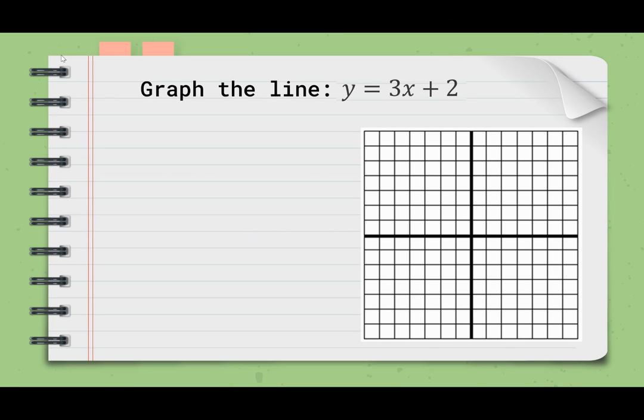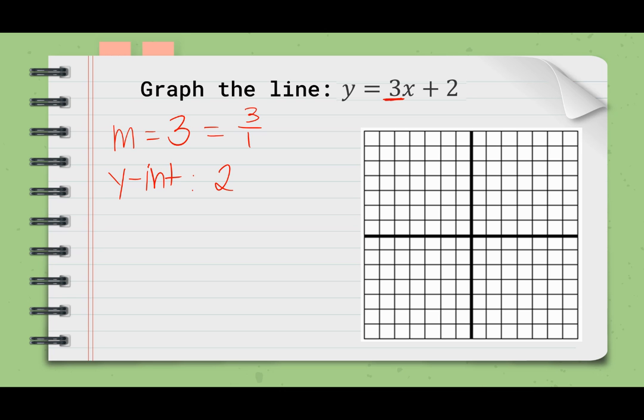Okay, so graphing a line. First thing you've got to find is your slope and your y-intercept. And then from that equation, we'll put that on the coordinate plane. The slope is that number once we're in slope-intercept form. So the slope is 3. It's also 3 over 1. And the y-intercept is positive 2.